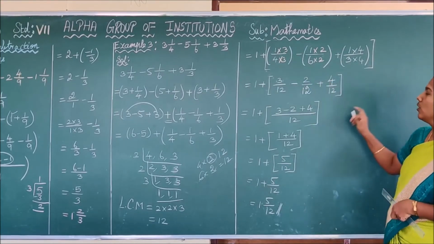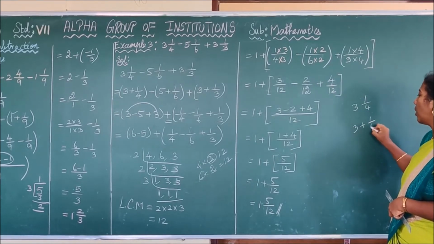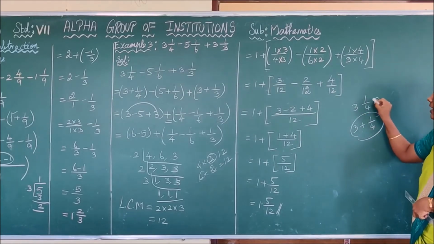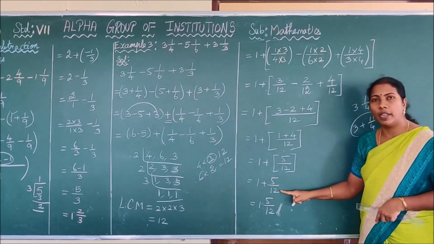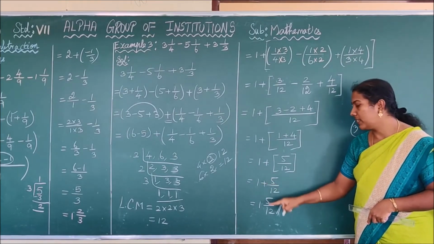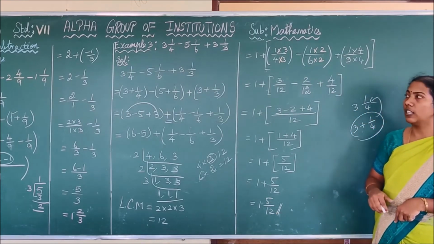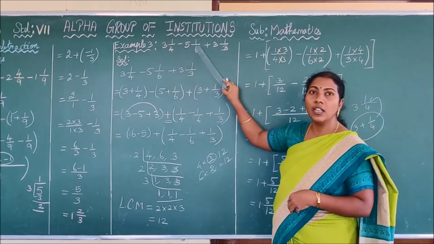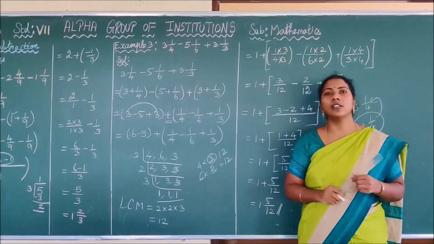In the question itself, 3 1 by 4, we can write it as 3 plus 1 by 4. Suppose if you have 3 plus 1 by 4, you can write it as 3 1 by 4. Like here, we have 1 plus 5 by 12. So we can remove the symbol plus and write it as 1 5 by 12. It's clear, children. Thus, we have evaluated the given fractions which are mixed as well as having different denominators. Okay, it's clear, children.